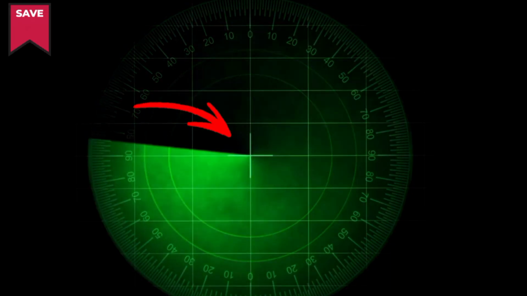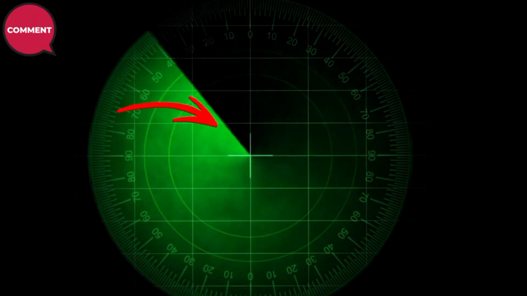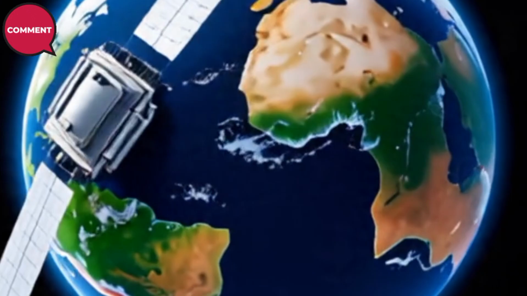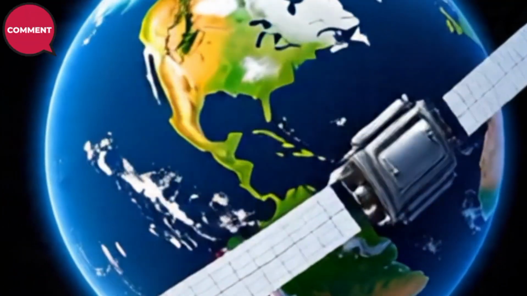Examples include satellites orbiting Earth, where gravity acts as the centripetal force, and vehicles turning on curved roads, where friction between tires and the road provides the necessary force to maintain the curve.